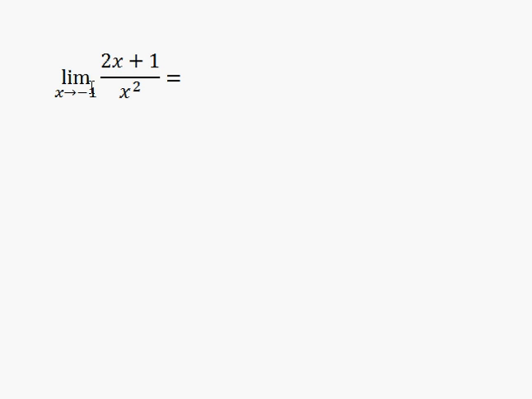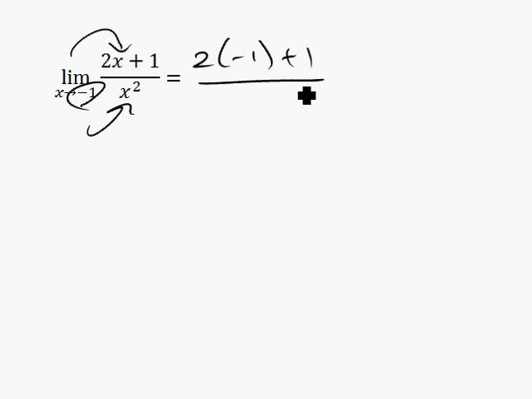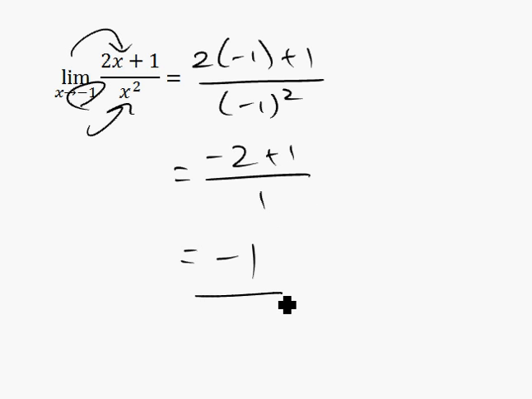What we want to do is substitute this number here, minus 1, inside x. So there are two x's to substitute inside, and let's do that, shall we? So this is 2 times minus 1 plus 1 over minus 1 squared. And then we do the simplification. What we get is minus 2 plus 1 over 1, and the answer is simply equal to minus 1.